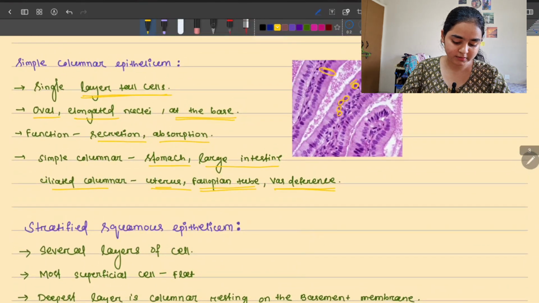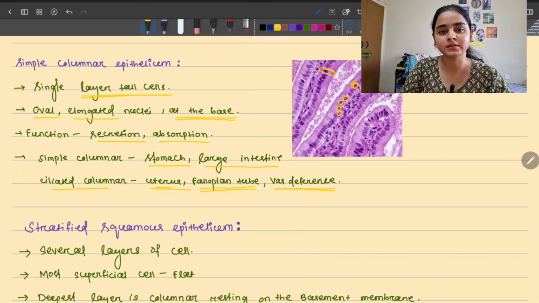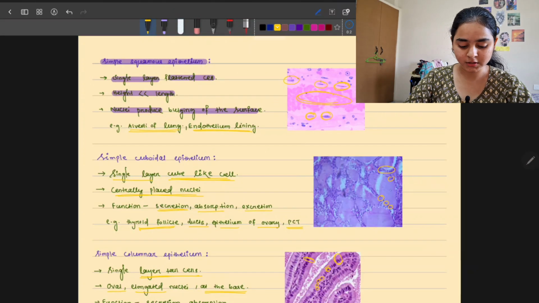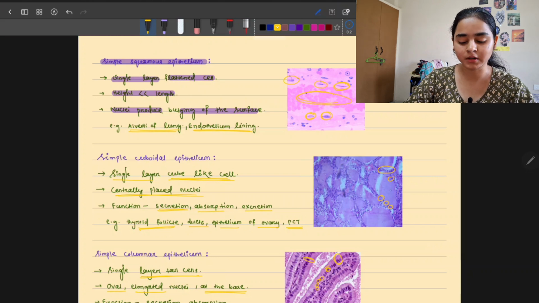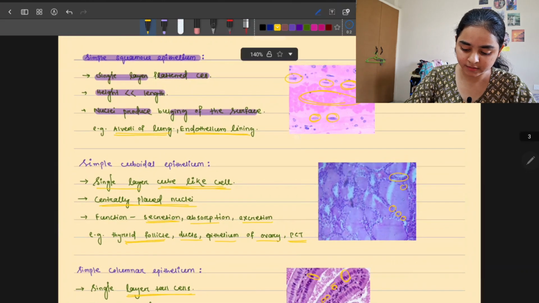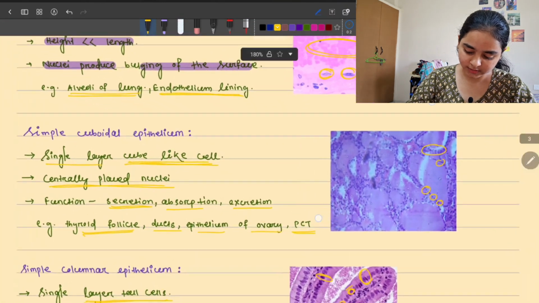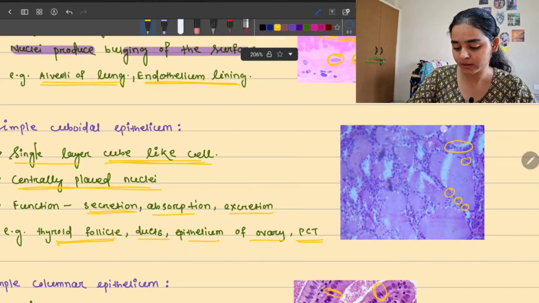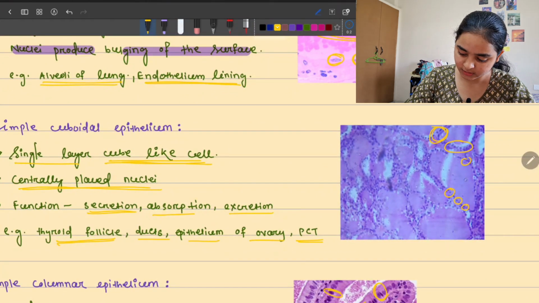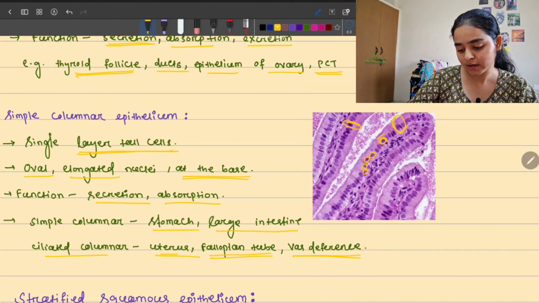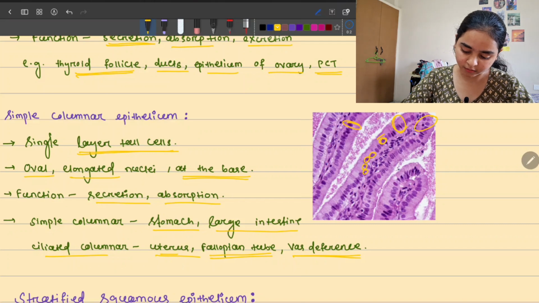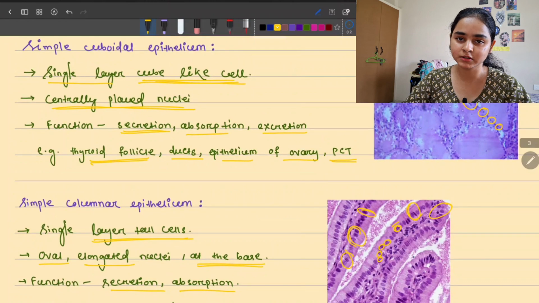So we are finished with the simple epithelium, that is simple squamous, simple cuboidal and simple columnar epithelium. Now let's compare these three together: simple squamous, simple cuboidal and simple columnar. In squamous, the cells are flattened and the nucleus is more elongated, and in cuboidal the cells are cube-like and the nucleus is centrally placed. You can see these nuclei, these are centrally placed. And in the columnar cell, the cells are tall and the nucleus is placed at the base, and oval and elongated nuclei are present. And you have to remember the examples of where the epithelium is present.